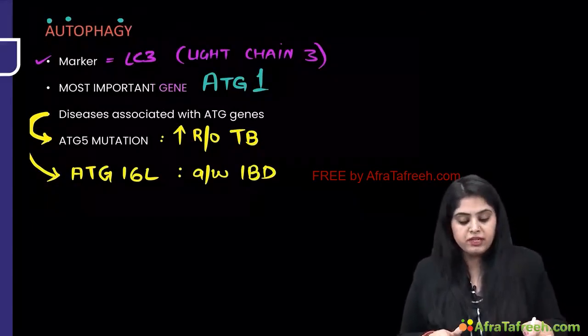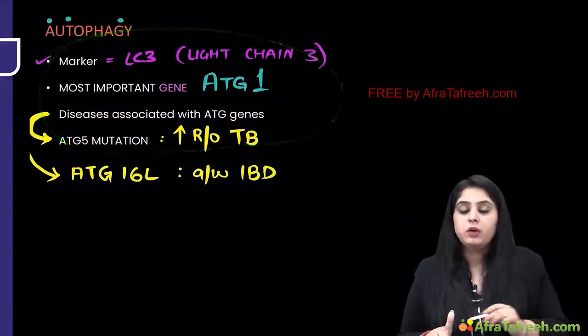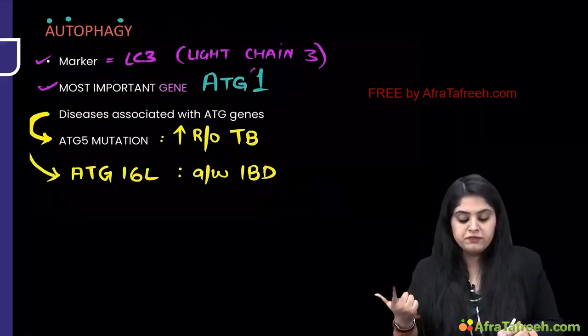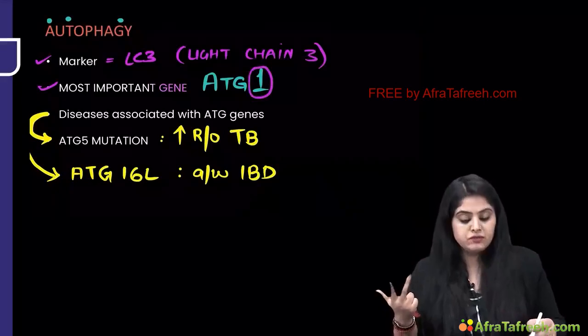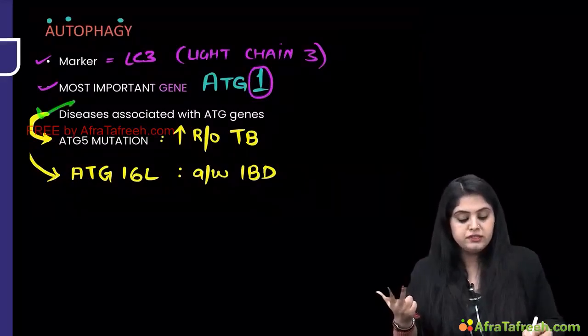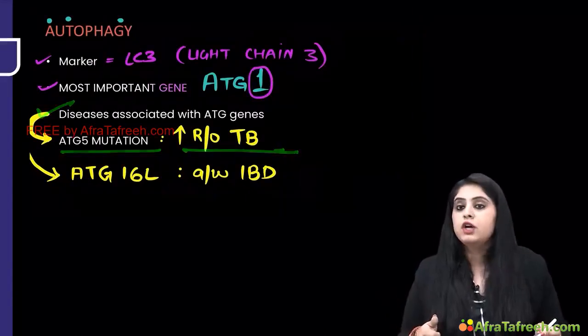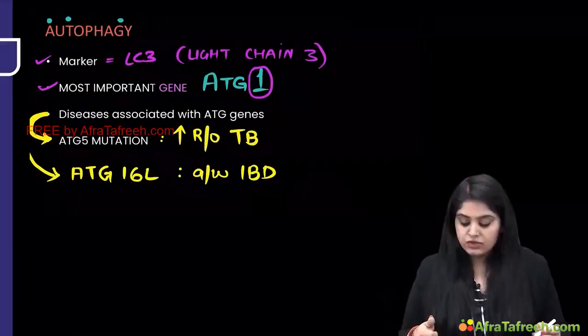But most important, 3 one-liners are in front of you. What is the marker? It is LC3. Question number 2, what is the most important gene? First one is the most important, that is ATG1. And the next question is, what are the diseases? If someone has an ATG5 gene mutation, that person is going to have a risk of tuberculosis. Sorted for everyone. Shall we move forward?